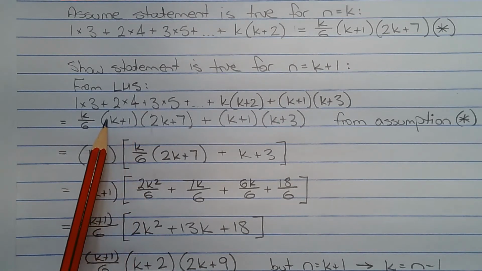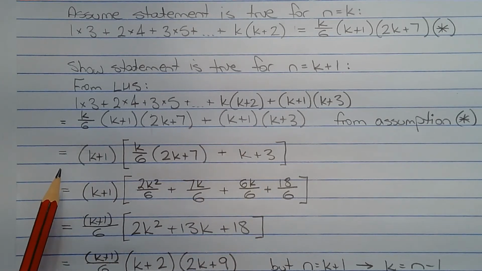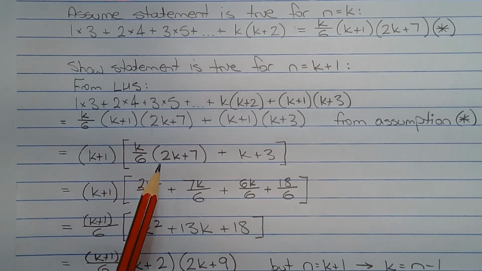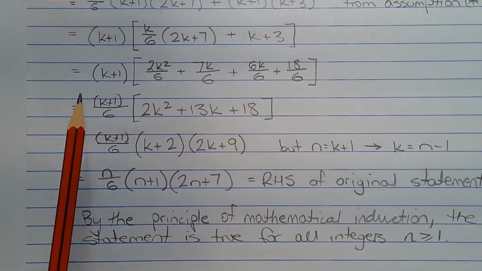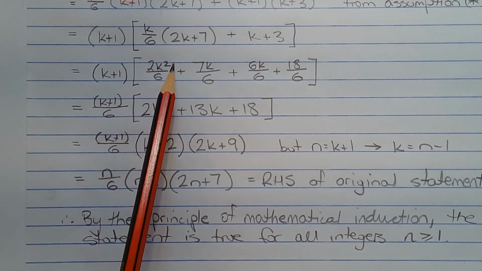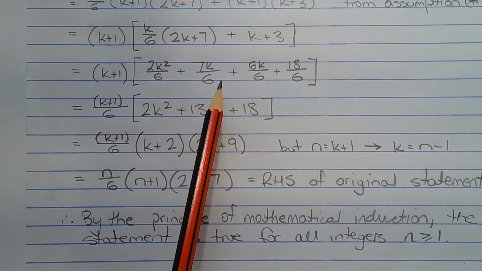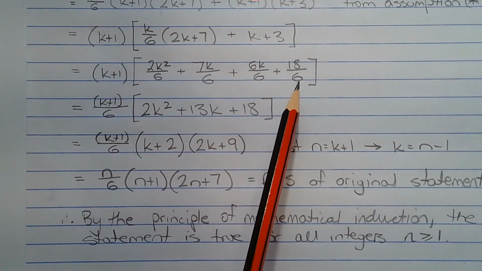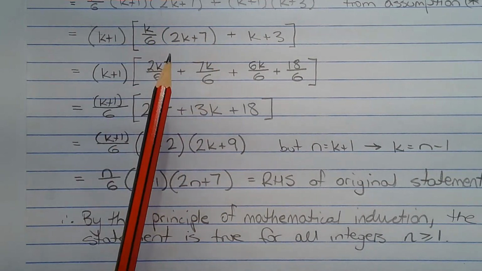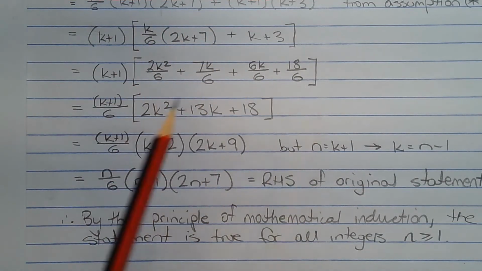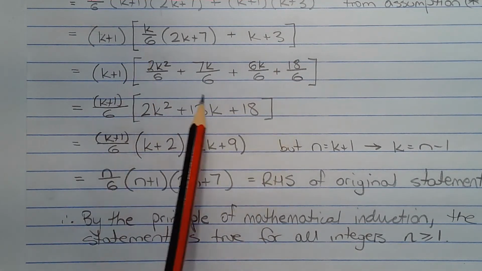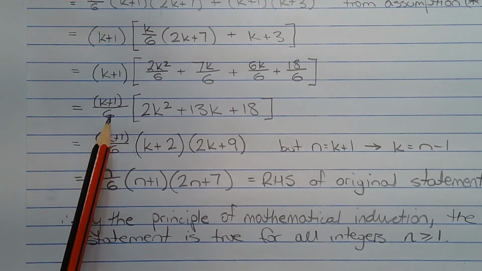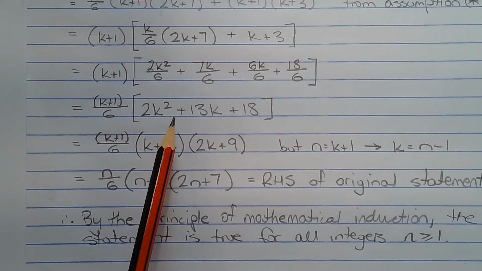Now factorising (k plus 1) out of both of these terms, we have (k plus 1) outside of [k over 6 times (2k plus 7) plus (k plus 3)], which equals (k plus 1) times [2k squared over 6 plus 7k over 6 plus 6k over 6 plus 18 over 6]. So I've expanded the brackets here and expressed all of the terms with a common denominator of 6, which means we can factorise 1 over 6 out of the square brackets. So that equals (k plus 1) over 6 multiplied by (2k squared plus 13k plus 18).